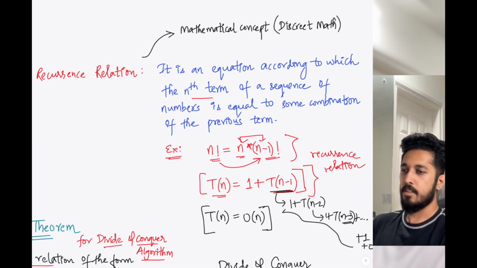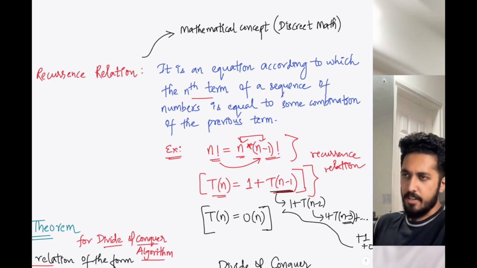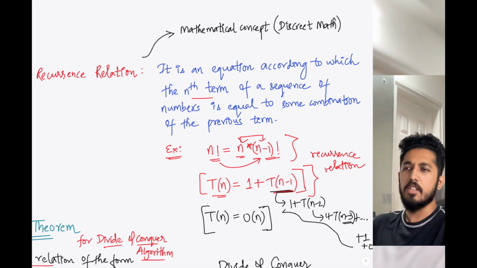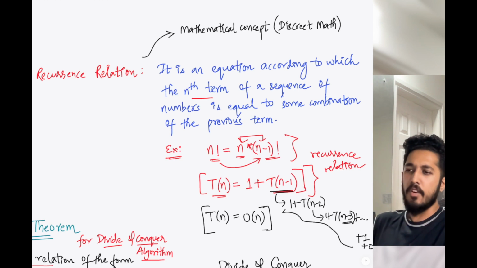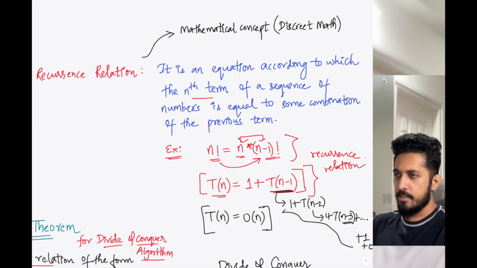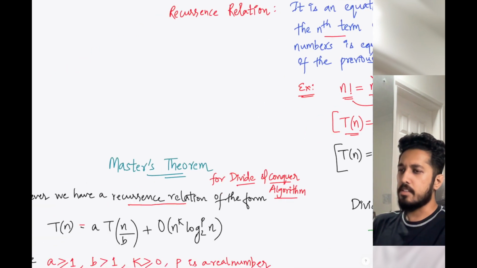Yeah. So I hope you got a basic understanding of what a recurrence relation is. It is an equation in which the nth term of a sequence is equal to some combination of the previous terms. As we saw here, n factorial is equal to n into (n-1) factorial, or we can say T(n) is equal to 1 plus T(n-1). Cool. So let's get back to Master's theorem.